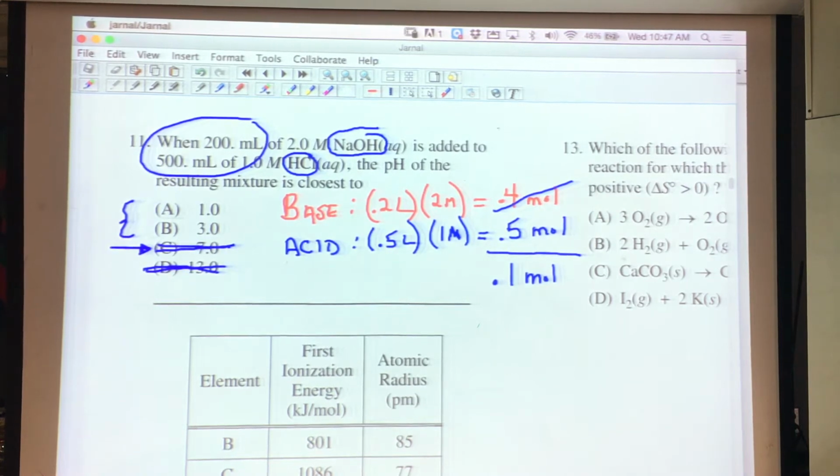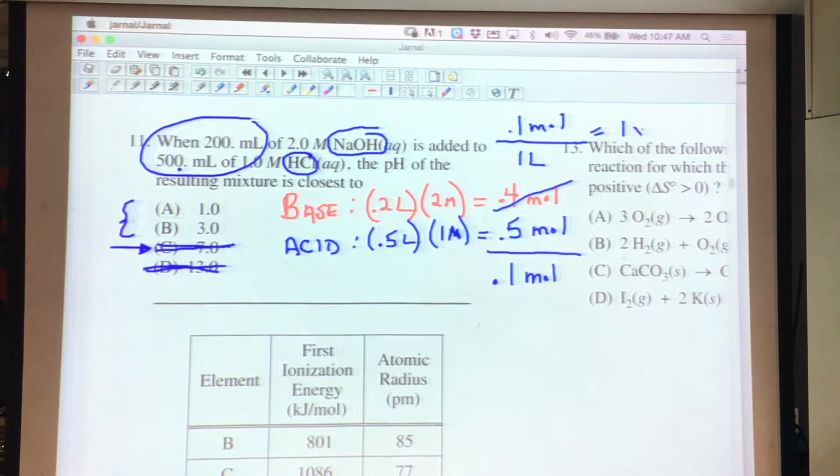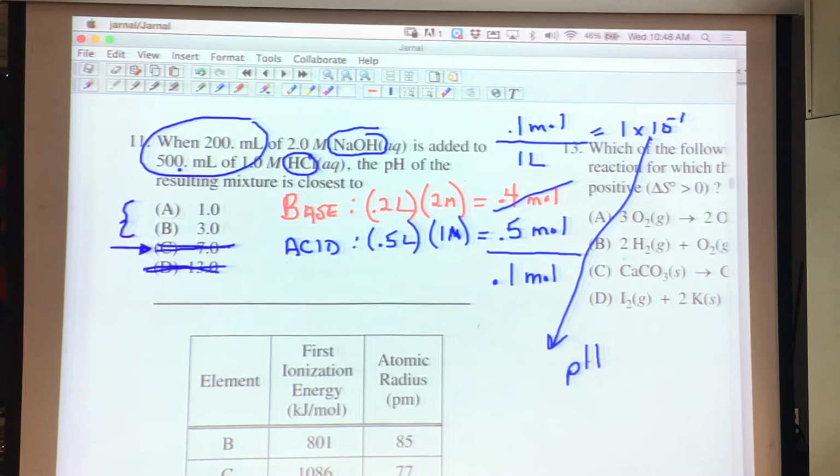700 milliliters. So if I got 0.1 mole acid, let's pretend this becomes a liter. Now I'm estimating 300 more. But when I do so, I'm getting 1 times 10 to the negative 1. What's the pH of that? pH of 1. It's not perfect, it's probably a little higher, but it's pretty darn close, and just by estimating, A is a better answer.